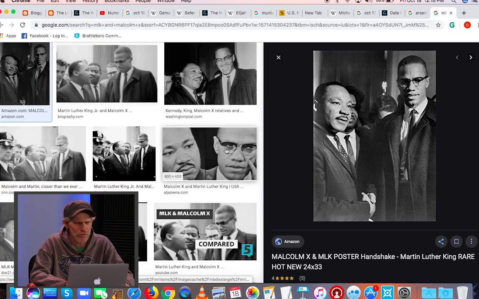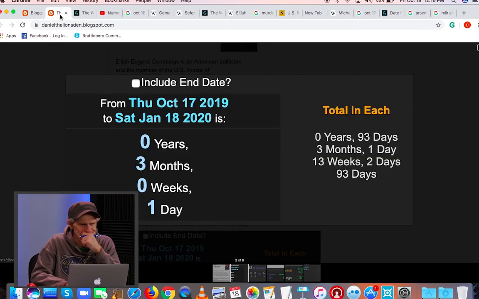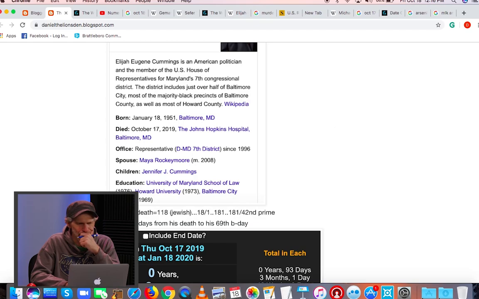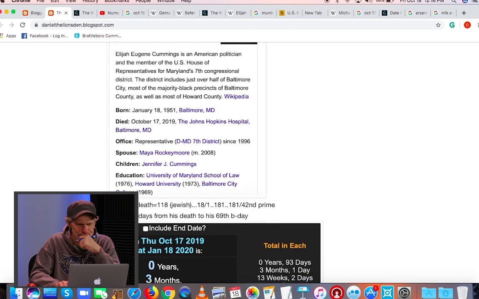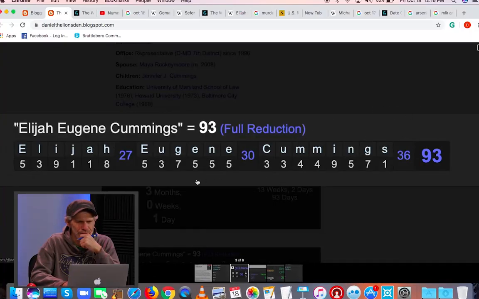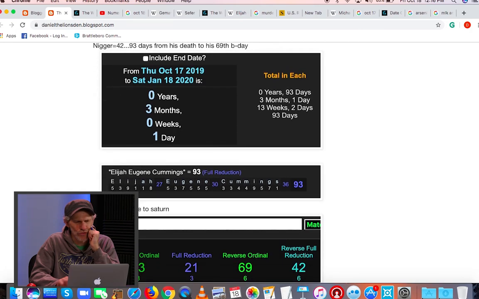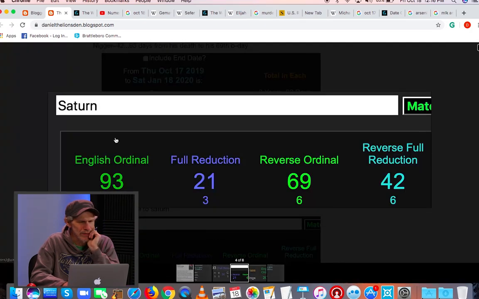In fact, Martin Luther King, that wasn't his real name. His real name is something different. And he changed his name. Why? Probably Gematria. And they both died at age 39. What an incredible coincidence. So anyway, it was 93 days from his death to his 69th birthday. And as I mentioned before, Elijah Eugene Cummings equals 93. Just a coincidence. And think about 93, it's a tribute to Saturn. Saturn equals 93. Saturn, the occultists looked at as the sun. That's why they say the sun is 93 million miles away. He's going to be 69, right?